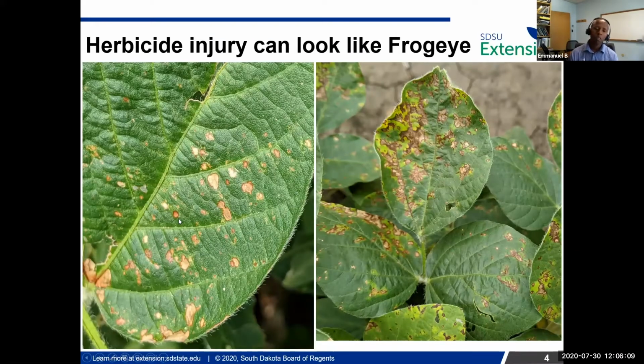Especially where herbicide is applied with some adjuvants or surfactants, it can cause leaves to be injured in that nature. Here is another picture on the right. Again, I don't know which mode of action would have been used for this herbicide, but especially in the lower leaves, you might see lesions that look like Frogeye leaf spot, but actually this would be from herbicide injury, especially if you can see it on every leaf, every plant. That is likely not to be because of Frogeye leaf spot.